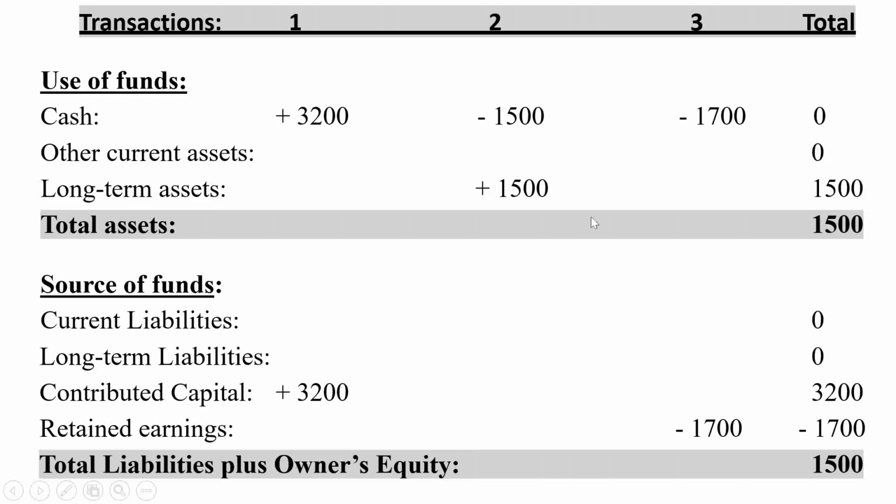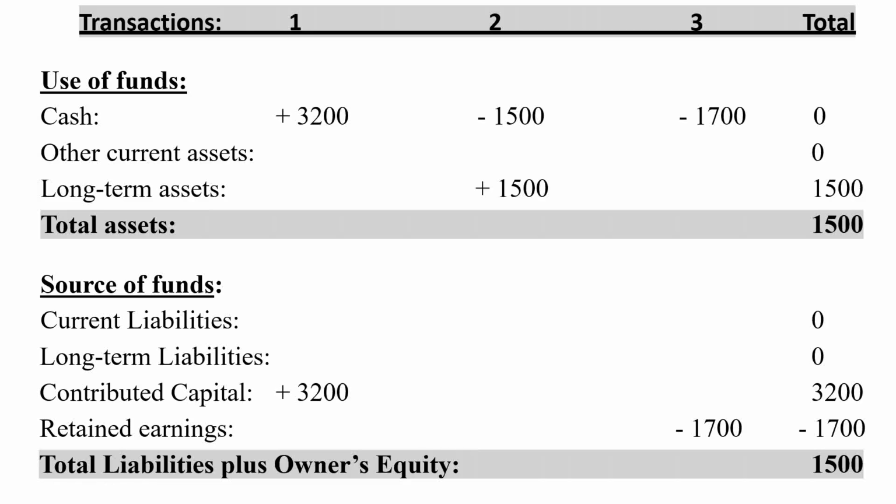Now if you add up everything, you have 0 cash, then you have 1,500 in long-term assets. So total use of funds is 1,500. No current liability, no long-term liability. Owners contributed 3,200, and then they have lost 1,700 of it. So 1,500 is their owner's equity now, and it balances. So this is the double entry and the transaction analysis.